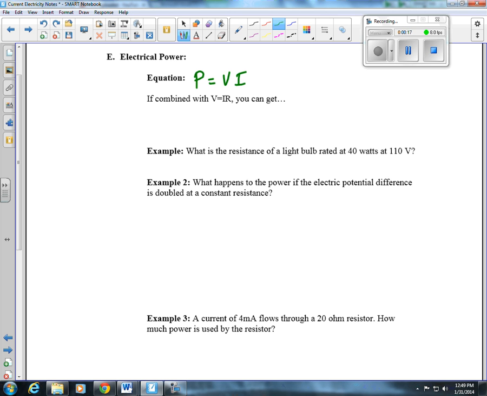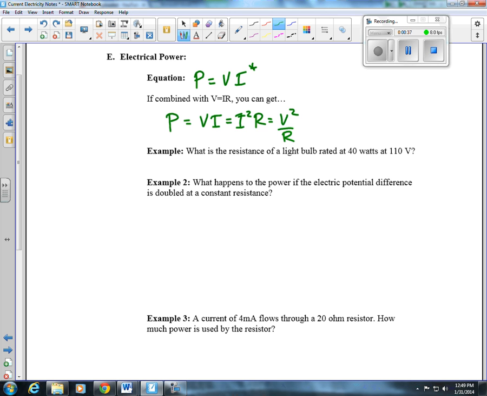If I combine that with V equals IR, I can get this set of equations. P equals VI equals I squared R equals V squared divided by R. Now, this is what is on the reference table, but sometimes one of these other forms is going to be a little quicker, so it might help to memorize it.